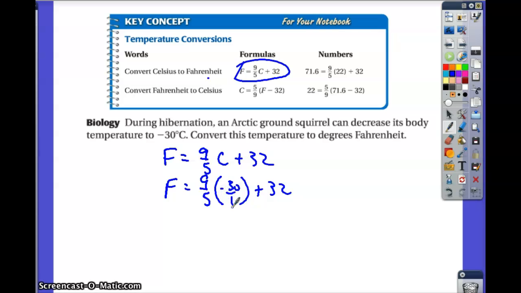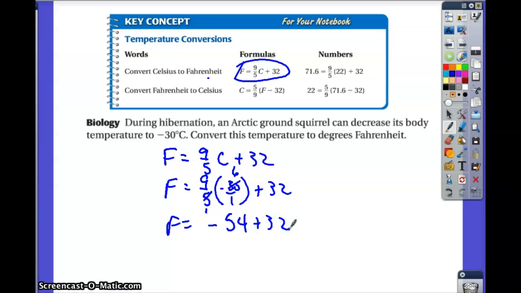We can put this over 1. Remember the rules for multiplication. Signs are different, so in this case, the answer is going to be negative here. I would divide both of these by 5. And then you end up with just 9 times 6 is 54, so negative 54 plus 32.